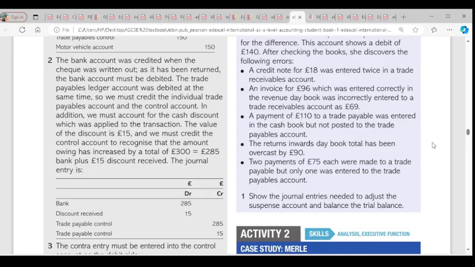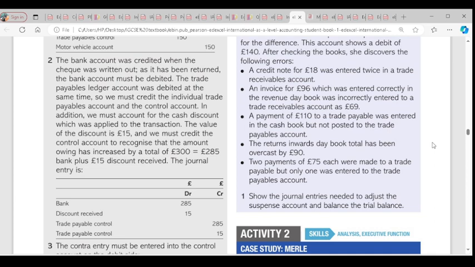Then they said the return inward daybook total has been overcast by £90. So if the return inward has been overcast by 90, that means customers have returned goods and the business has entered it more than £90. So that means £90 has to be taken away from the suspense account. So the suspense account will have £90 as a debit entry, and the return inward will have a credit entry.